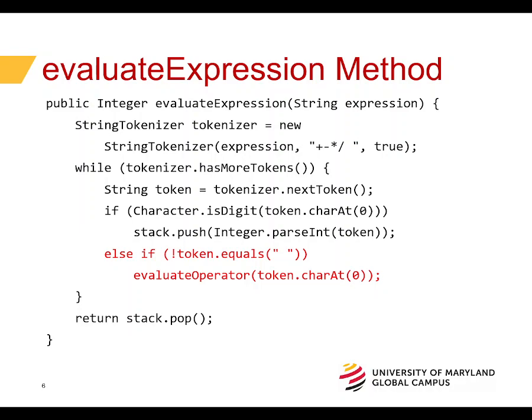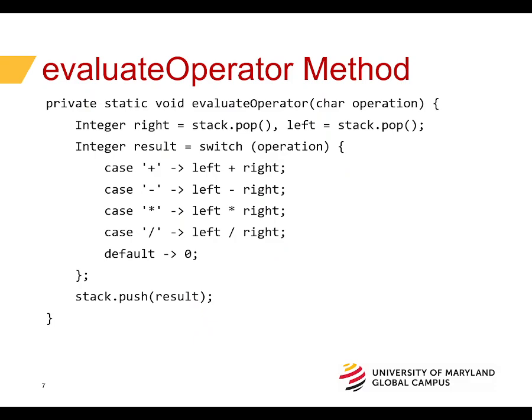If it isn't, it must be an operator, so we pass the first character of the token to the evaluateOperator method. Once there are no more tokens, the stack will have one value, which is the value of the expression, so we pop it off the stack and return it. Next, let's see how the private method evaluateOperator is written.